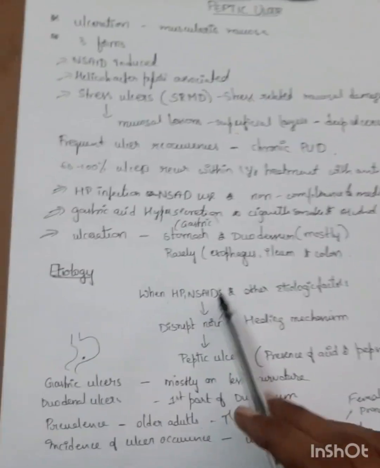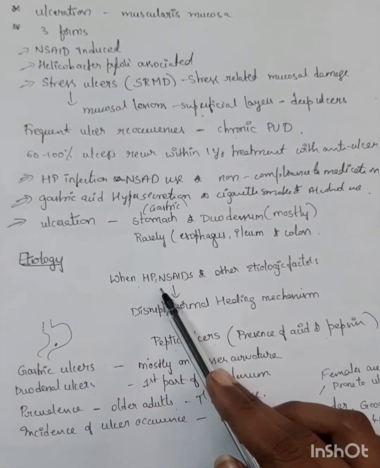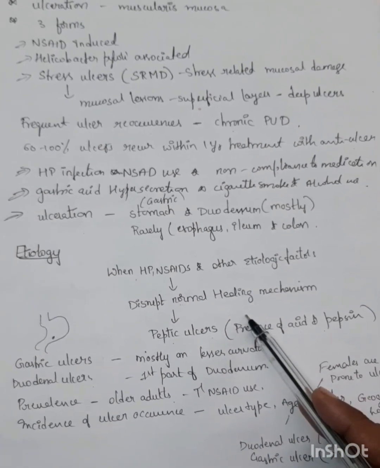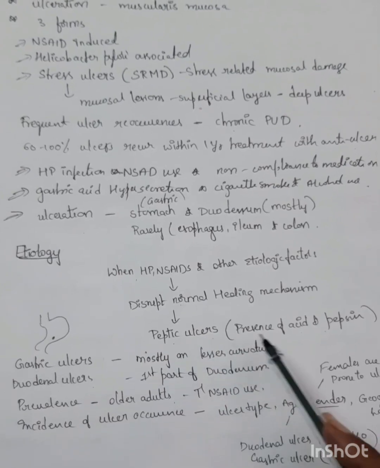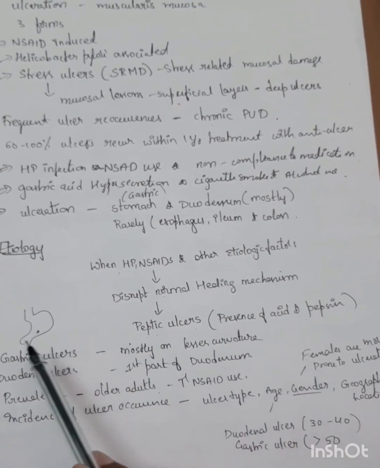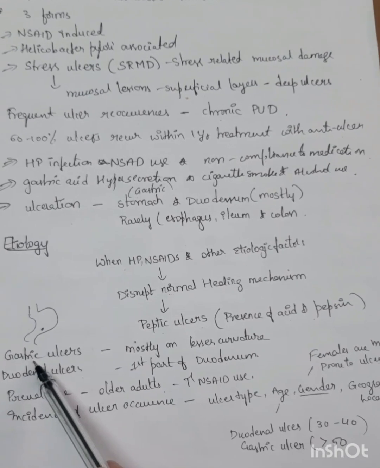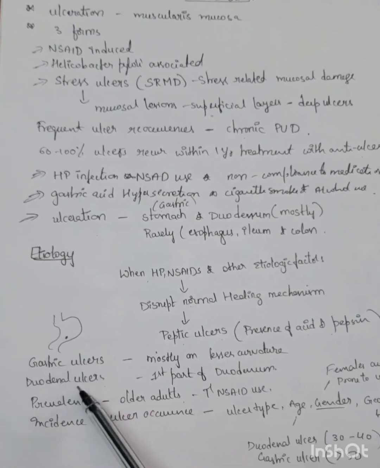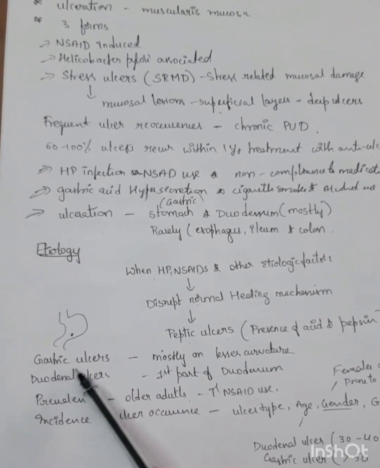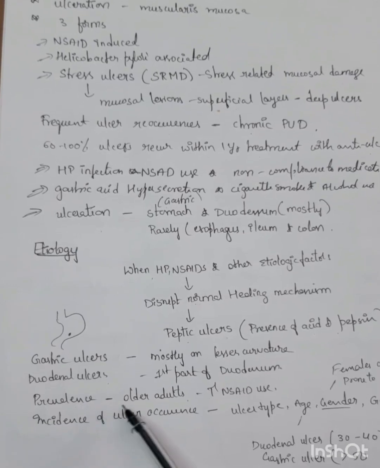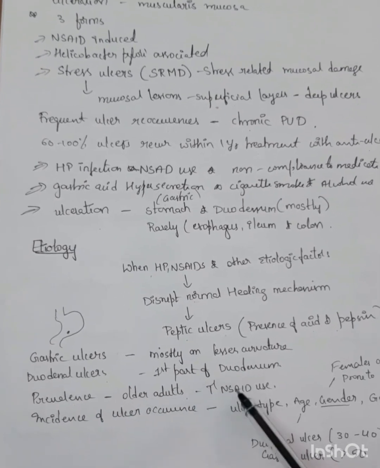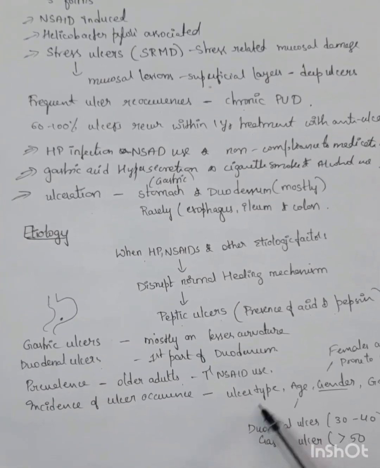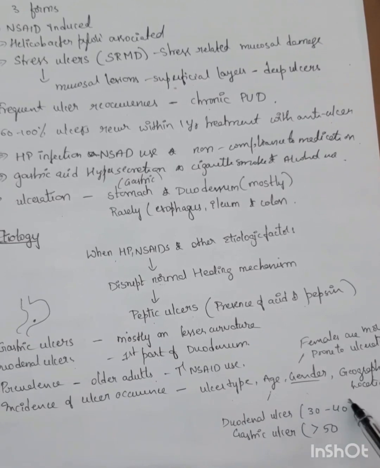So, etiology. Coming to etiology, HP, NSAIDs and all other etiological factors disturb the normal healing mechanism that causes peptic ulcer in presence of acid and pepsin. So gastric ulcer mostly occurs anywhere in the stomach but mostly on the lesser curvature of stomach. Duodenal ulcers occur in the first part of duodenum. Prevalence of ulcers is mostly in older adults because of their increased use of NSAIDs. Incidence of ulcer occurrence varies with ulcer type, age, gender, geographic location.